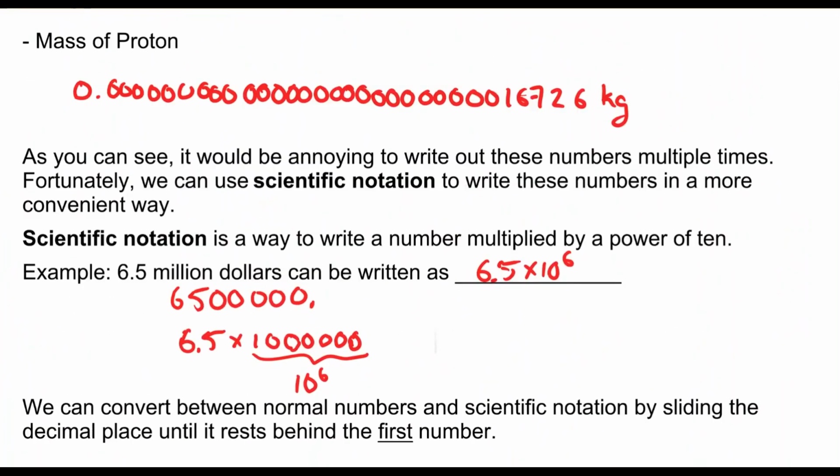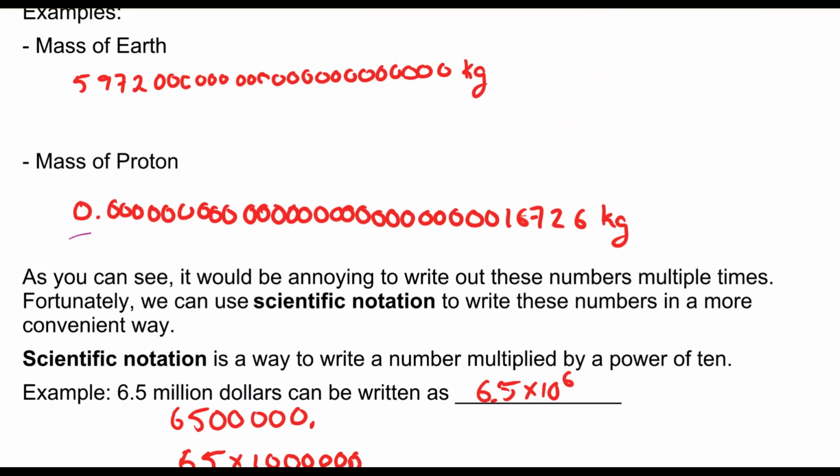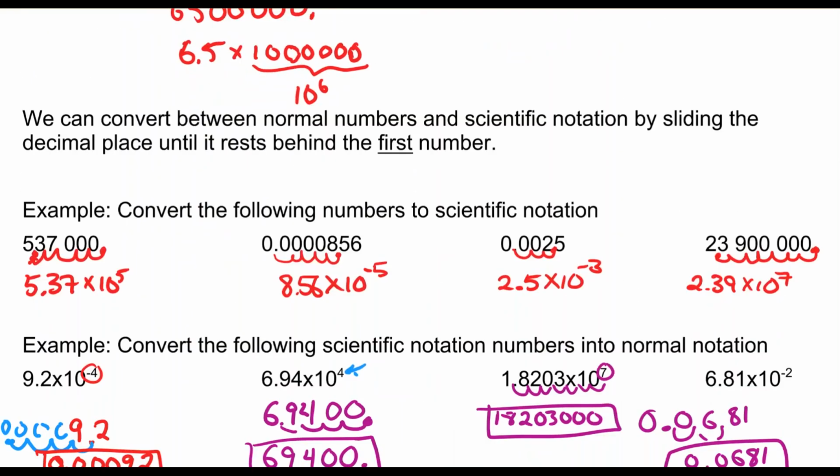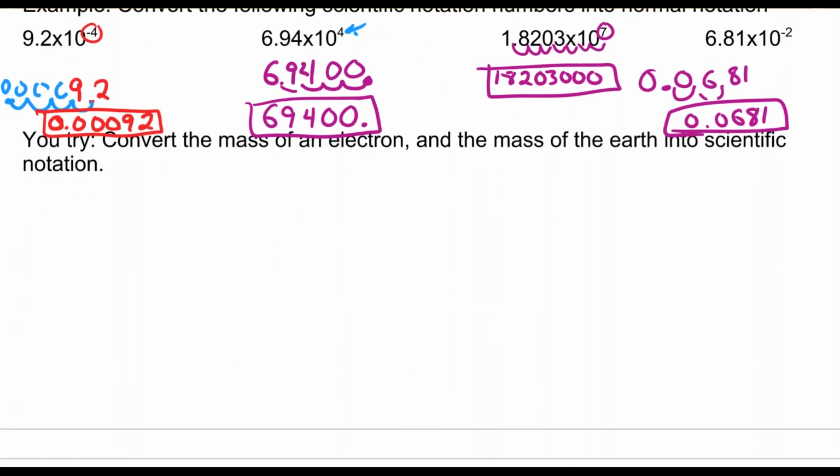What I want you to do now is convert this number and this number into scientific notation. So for example, the mass of the Earth, this number is huge, it's massive, so it's going to be times 10 to the positive something. The mass of a proton, this number is tiny, tiny, tiny, so it's going to be times 10 to the negative something. I just want you to practice that, okay? So convert the mass of an electron and the mass of the Earth into scientific notation. Check the key of the notes for the answers.